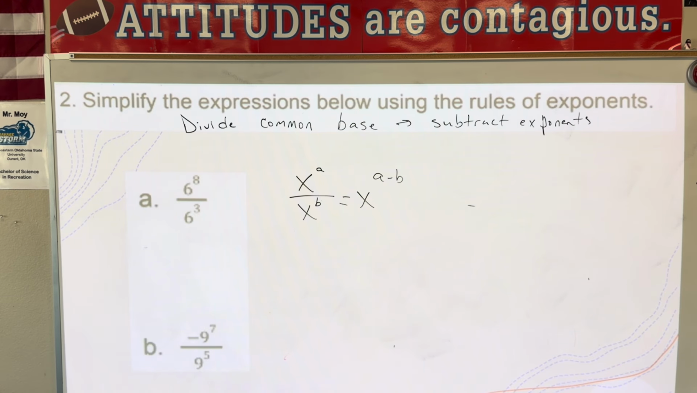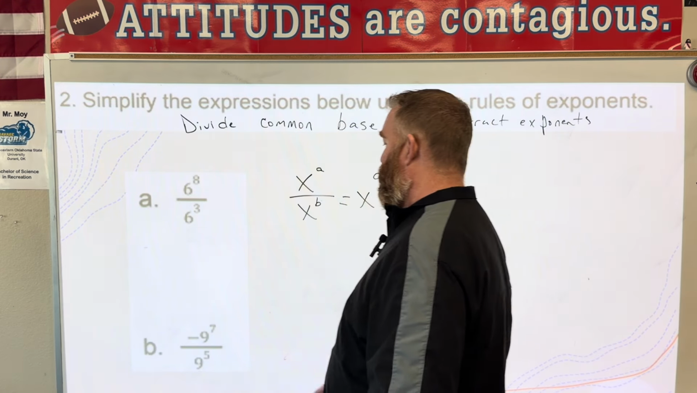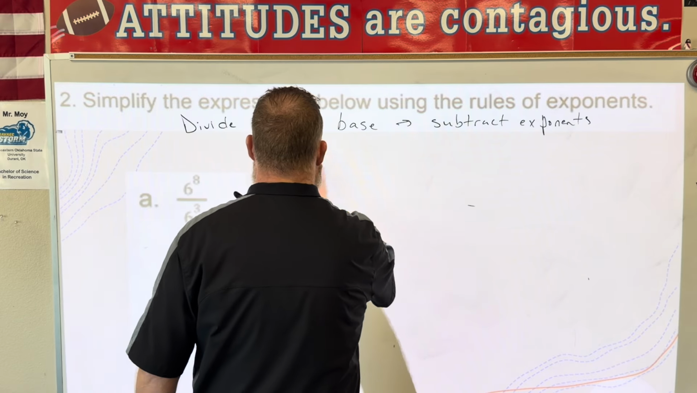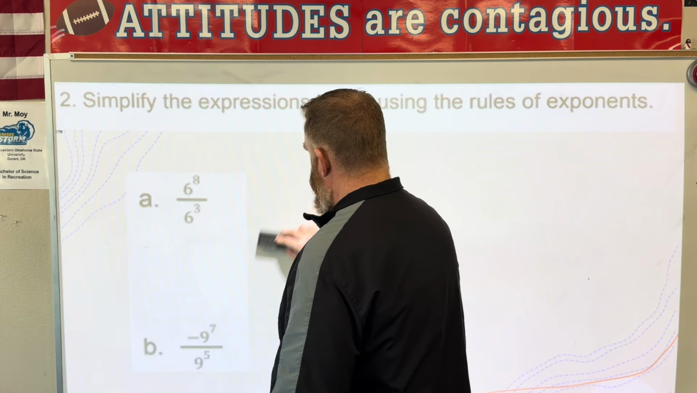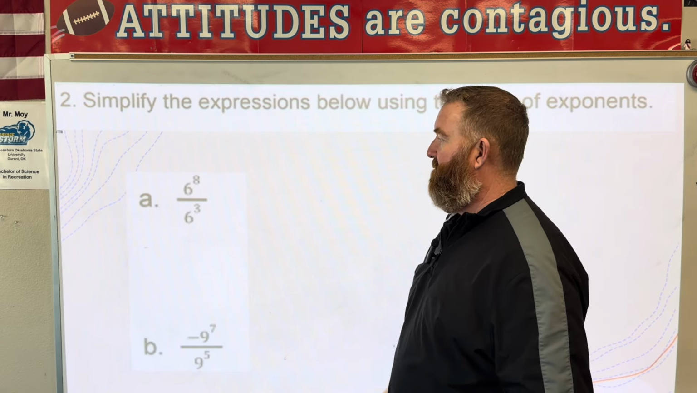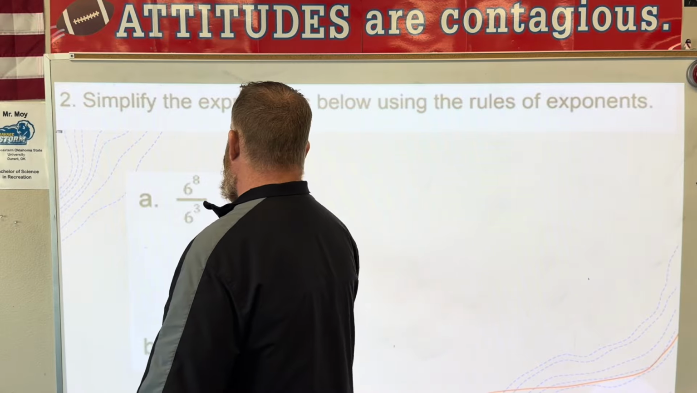All right. Here we go. Simplify the expressions below using the rules. All right. Do letter A. Go. Really quick. Talk to your neighbor if you need to. What'd you get? 6 to the 5th power. That should not have been a problem.